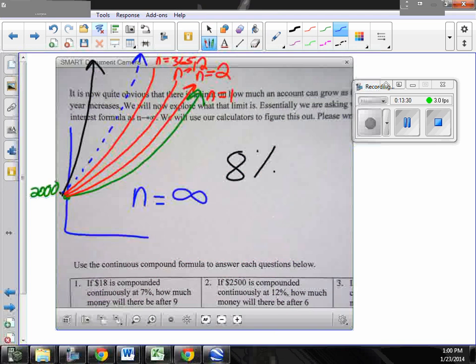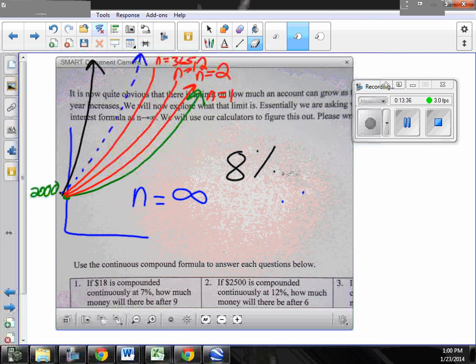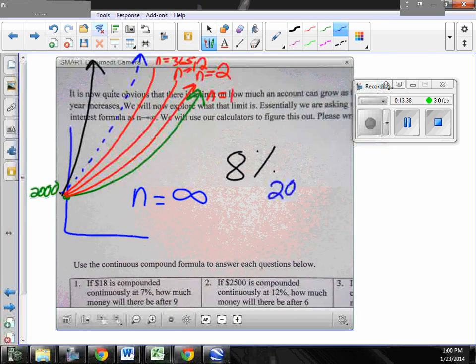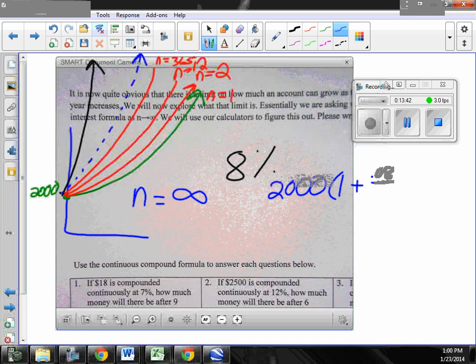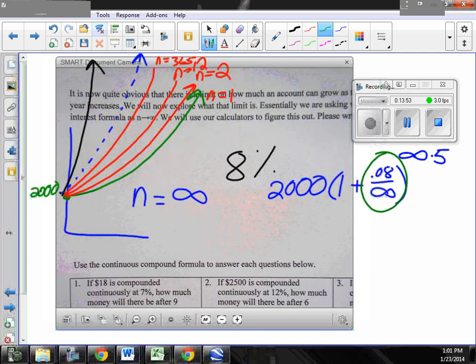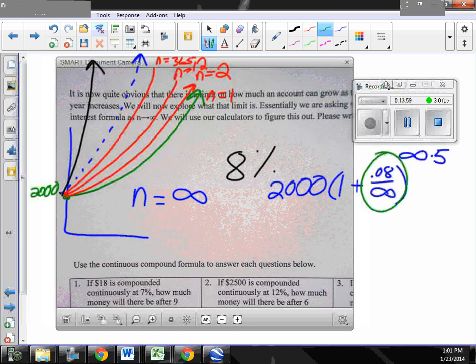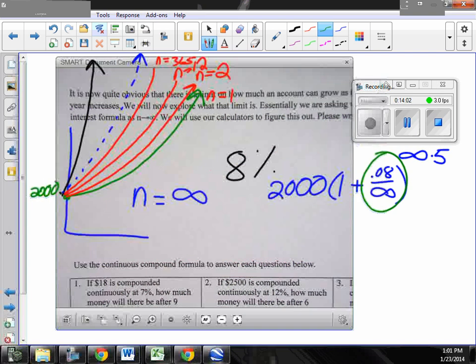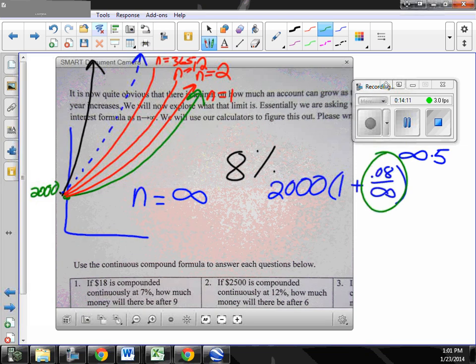The trouble is, well, let's actually write out the equation. So if I take 2,000 times 1 plus 0.08 over infinity raised to the infinity times 5, I have a couple problems. First of all, what is 0.08 divided by infinity? Not infinity. That 0.08 times infinity is infinity. If I take 1 and divide by 10, I get 0.1. If I divide by 100, 0.01. Divide by 1,000, 0.001. 0.0001.